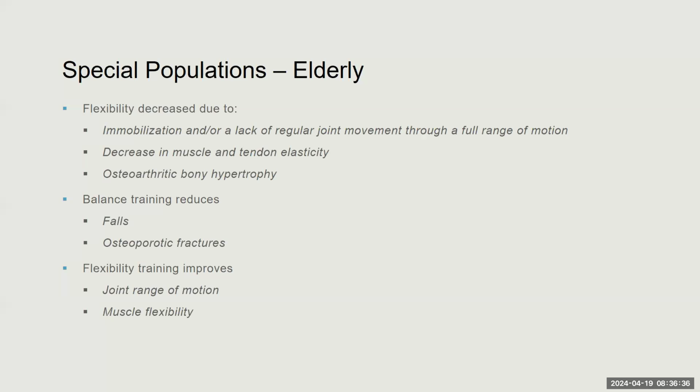Their flexibility is decreased due to immobilization and/or lack of regular joint movement through full range of motion, decreased muscle and tendon elasticity, and osteoarthritic bony hypertrophy. Balance training does reduce falls and osteoporotic fractures, and flexibility training does improve joint range of motion and muscle flexibility. So definitely something to recommend for elderly patients.